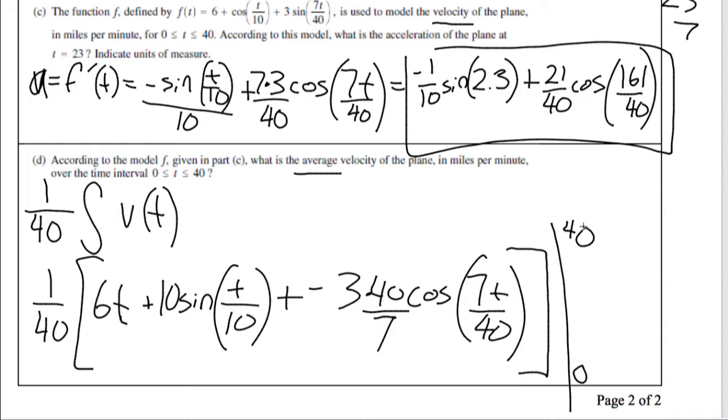That answer might not give you full points because you usually want to actually sub in 40 and 0. So you might need to write 40, and then this whole thing again, minus 0.